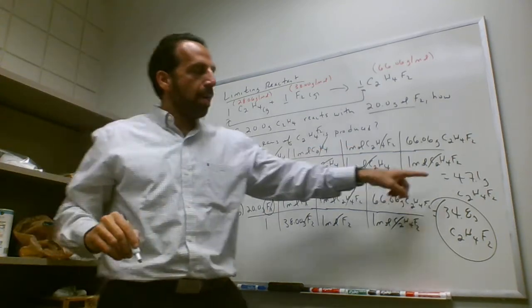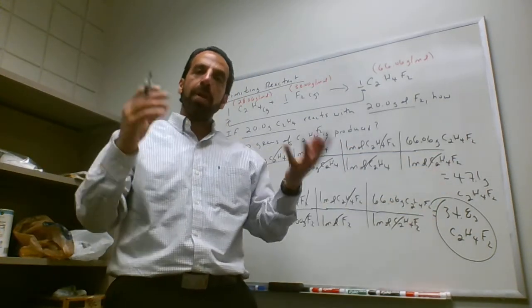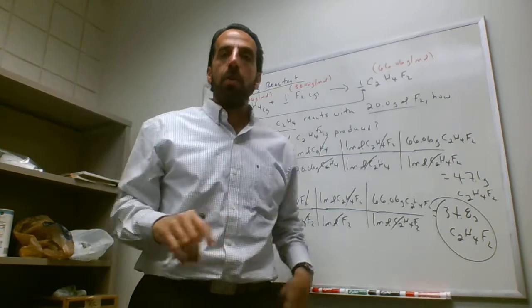And the amount of product is always the smallest. Just compare it for both reactants, circle the one that's going to be the smallest.